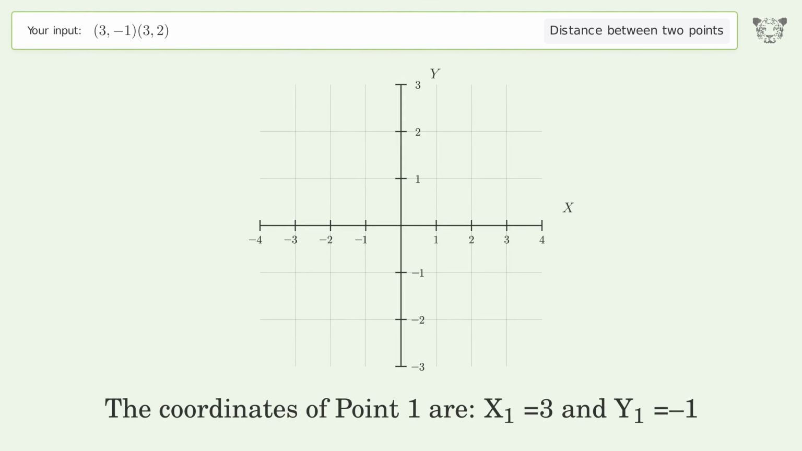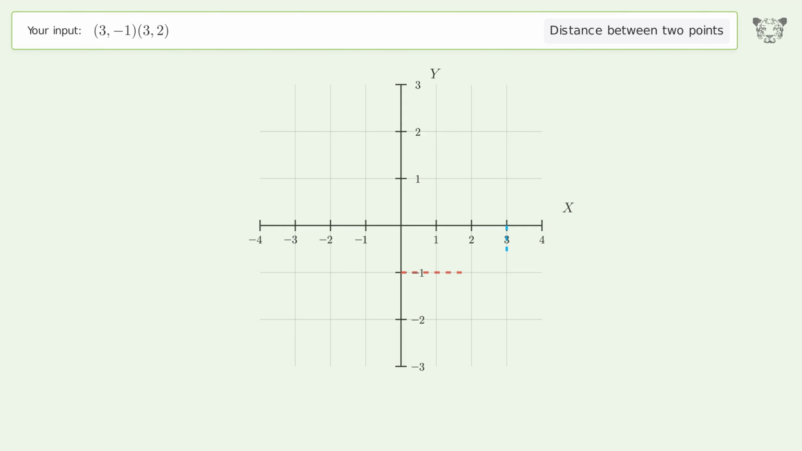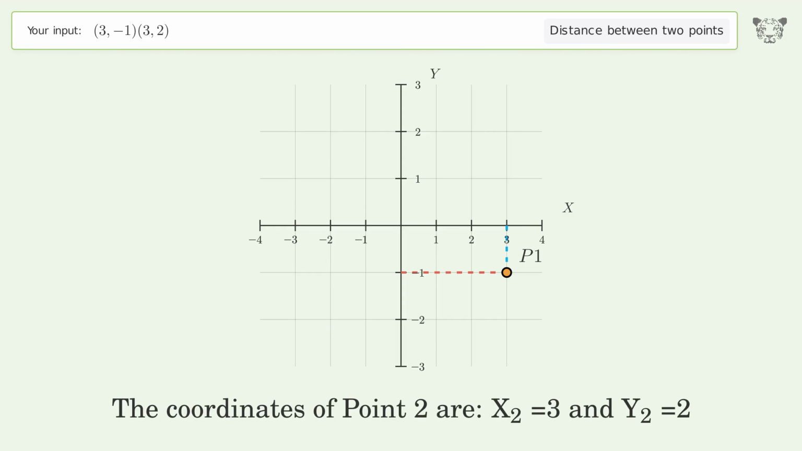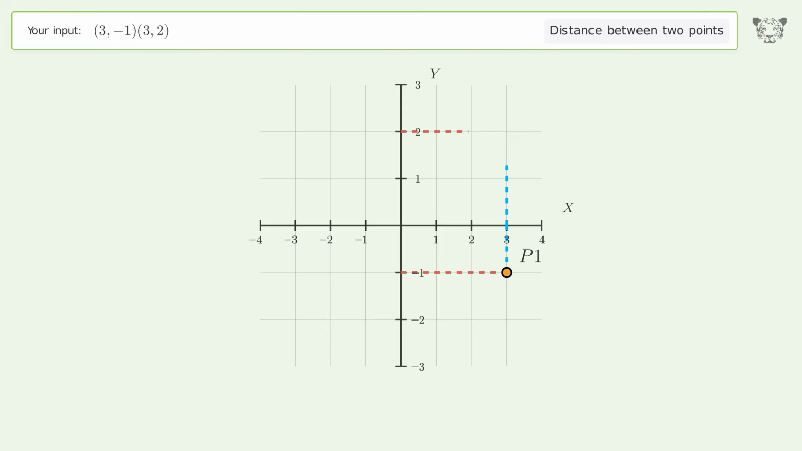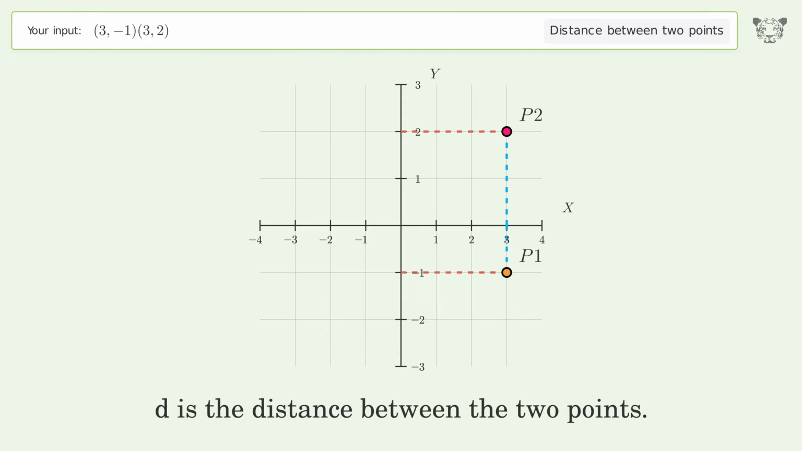The coordinates of point 1 are x1 equals 3 and y1 equals -1. The coordinates of point 2 are x2 equals 3 and y2 equals 2. D is the distance between the 2 points.